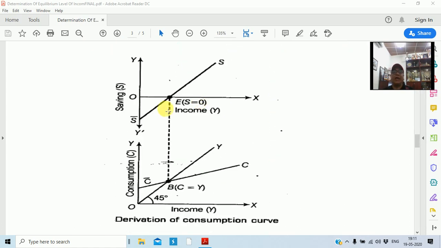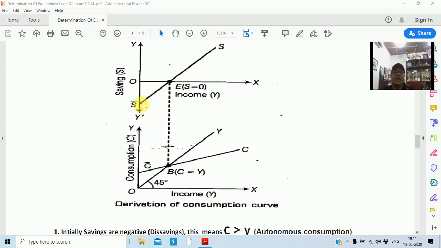If you go with the help of the diagram, see here. Initially what happens? Saving remains negative, right? So what is OS? This is dissavings, and total dissavings is equal to total autonomous consumption. This OS is equal to OC bar, autonomous consumption. And till savings are negative, consumption is more than income. This we know. Savings are negative. What does it indicate? Consumption is more than income.